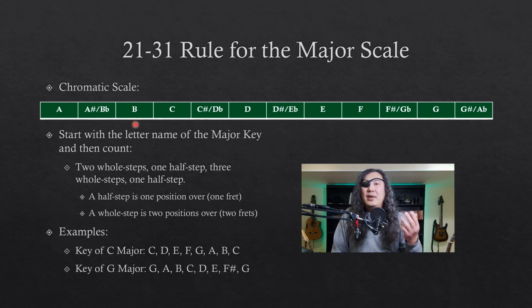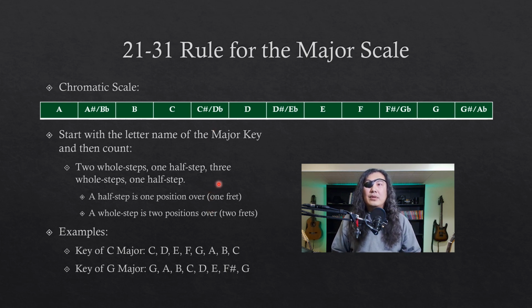A whole step is 2 positions over on the chromatic scale or 2 frets on your guitar neck. So if we go from B to C sharp, D flat, that is a whole step. That's 2 positions over: B, C, C sharp, D flat. That's 2 positions over on the chromatic scale. That is 2 frets over on your guitar neck, going from fret 7 to fret 9. Hopefully that makes sense.